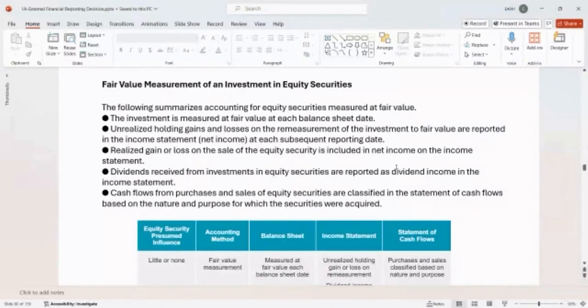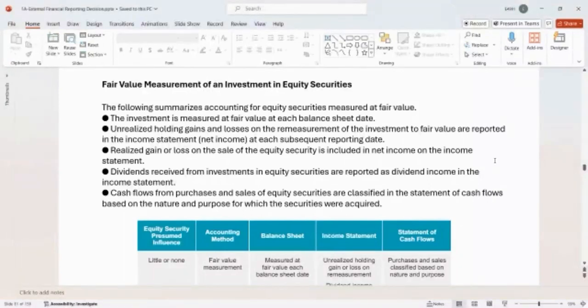Fair value measurement of an investment in equity securities. The following summarizes accounting for equity securities measured at fair value. The investment is measured at fair value at each balance sheet date. Unrealized holding gains and losses on the remeasurement of the investment to fair value are reported in the income statement, net income, at each subsequent reporting date. Realized gain or loss on the sale of the equity security is included in net income on the income statement. Dividends received from investment in equity securities are reported as dividend income in the income statement.